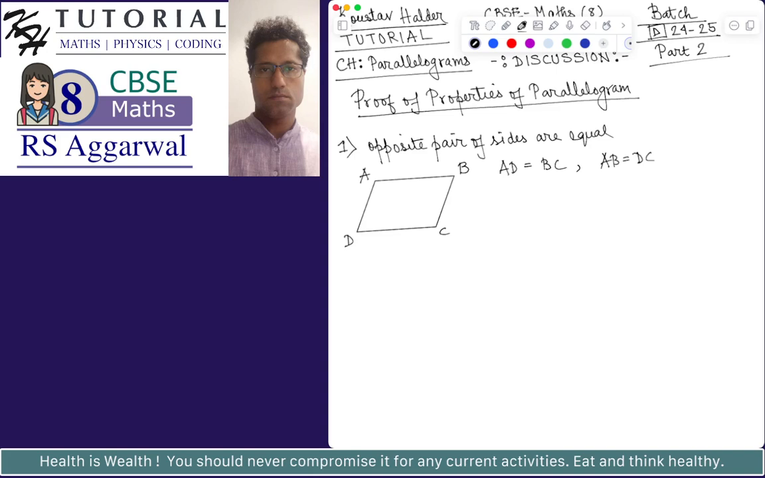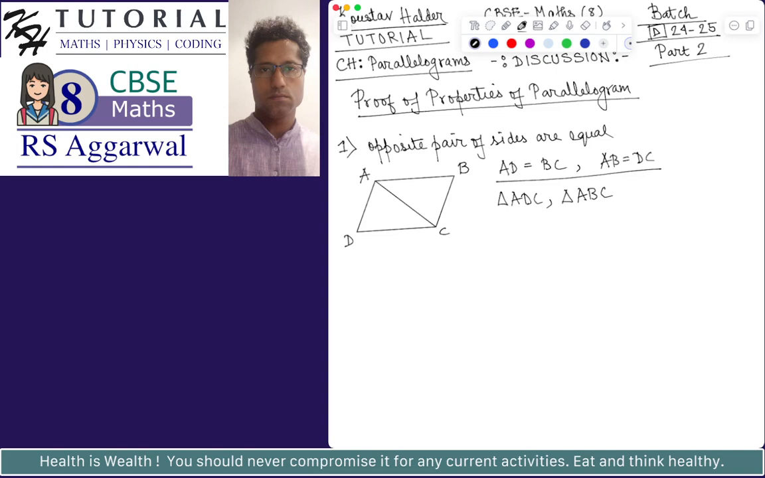Okay, we have to prove this. How do we prove this? Okay, let's create the diagonal AC. So this is the diagonal AC, and let's work on it. We have the triangle ADC and triangle ABC. We will try to prove that these 2 triangles are congruent, and when it is proved that triangle ADC is congruent to triangle ABC, we can easily say that AD will be equal to BC and AB equal to DC based on the congruence property of the triangles.